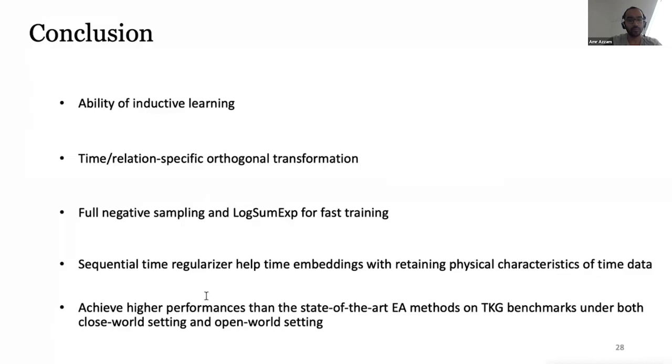Experimental results on three temporal KG benchmarks show that TREA outperforms the existing entity alignment models on both closed world and open world settings.